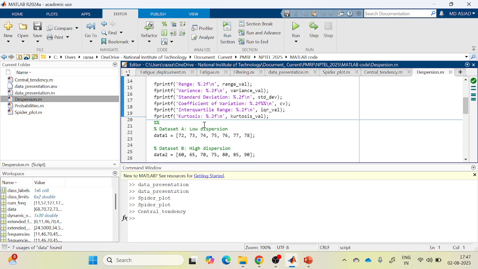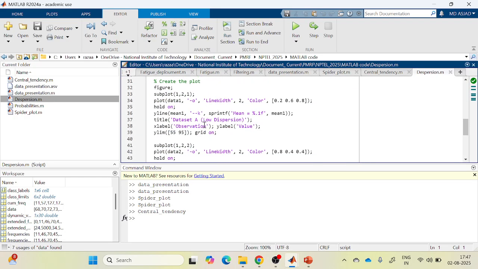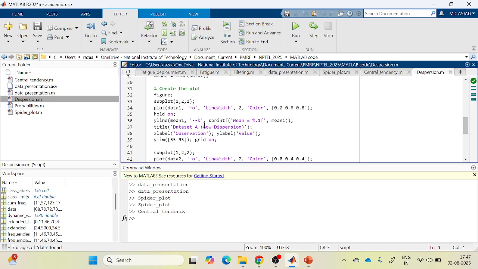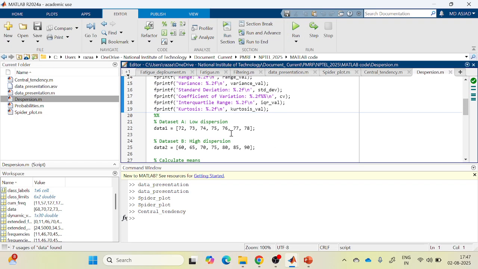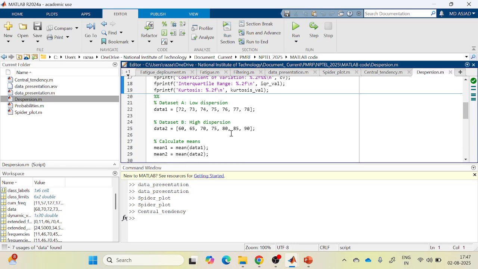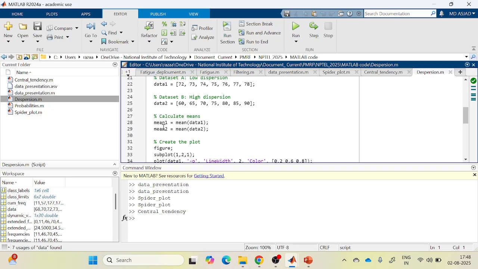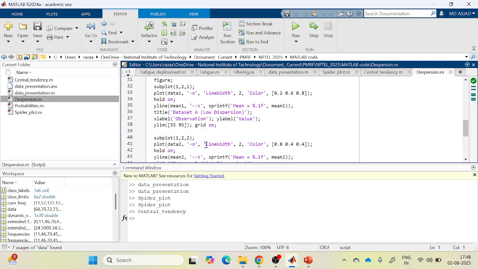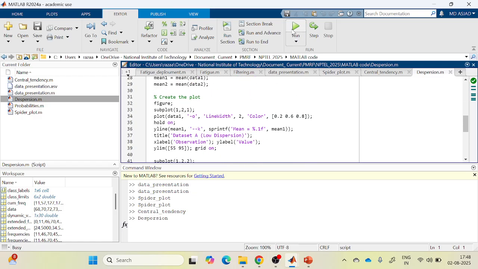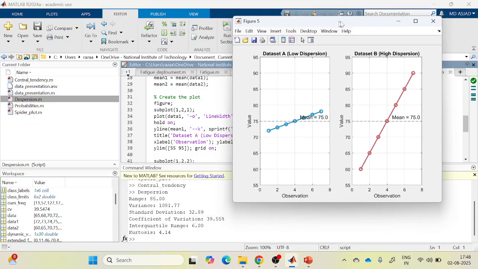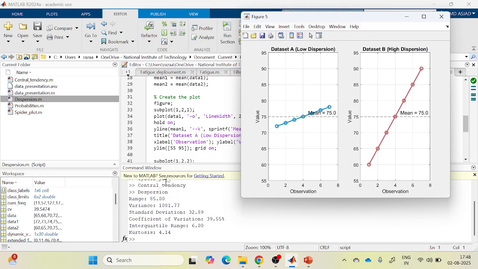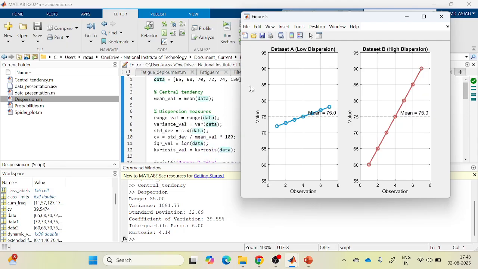For that particular data, these are the data sets: the low dispersion, then the high dispersion, then the first mean, second mean, and we can calculate all the values. So we can see for the range of the first data set, 65 to 185, it came to 85. If you see the variance, it has a very high value.